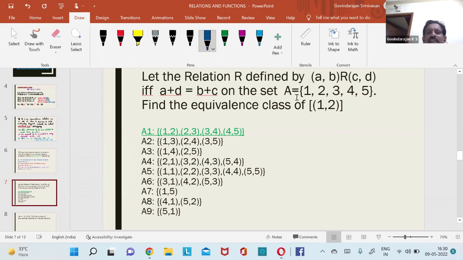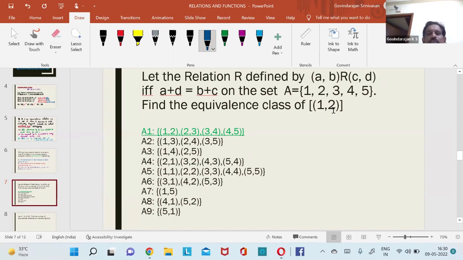On this set, A contains only 5 elements: 1, 2, 3, 4, 5. It is an easy, simple set I have taken. So find the equivalence class of the element (1, 2).